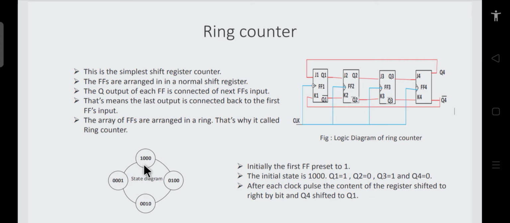You see, this is our LSB. We are considering this as our LSB here. So this is our Q1 and this is our Q4. Q1 is this, and when the first clock pulse comes, the first state is this.